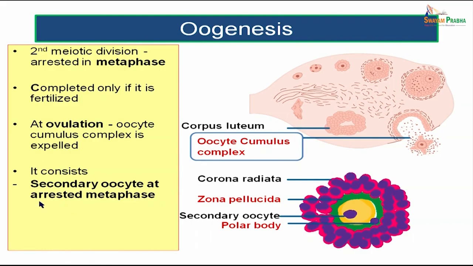So let's see the components of the oocyte cumulus complex. It consists of the secondary oocyte at arrested metaphase. Metaphase of which division? The second meiotic division. At that stage it is arrested. Along with that, what are the other structures accompanying? The zona pellucida will still be there surrounding the secondary oocyte, and around that you can see two or three layers of corona radiata.